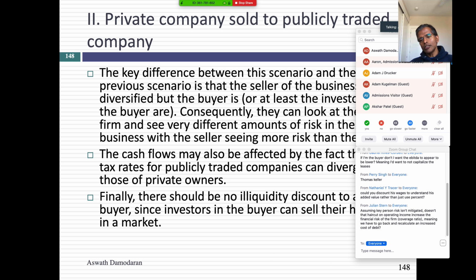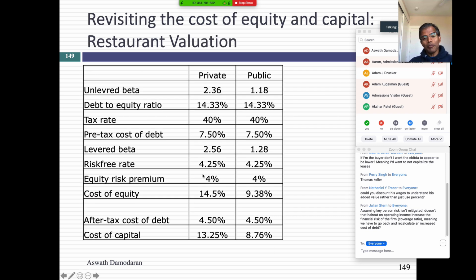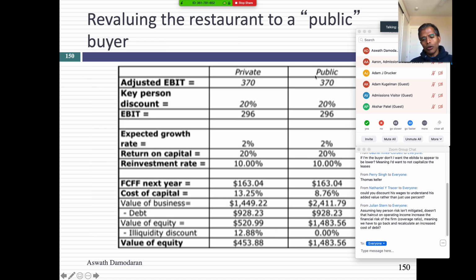And second, once this company is acquired by the public company, liquidity is no longer an issue because the public company's investors can sell their shares if they need liquidity. So I should have no liquidity discount. My valuation for sale to a public company will look like any of the valuations we've done in this class earlier on public companies. I use a market beta, which gives me a lower cost of equity and a lower cost of capital, and I do a traditional valuation without the illiquidity discount. So the numbers look pretty much the same, but I have no illiquidity discount and I use a market beta.